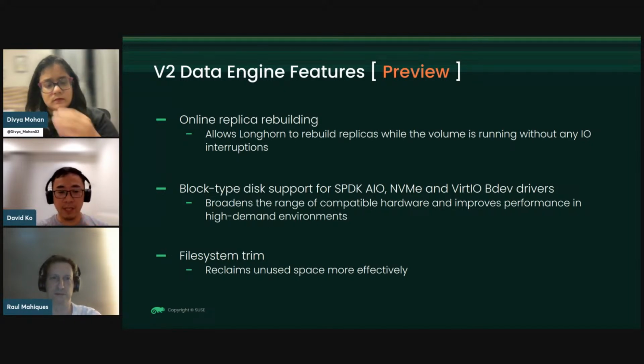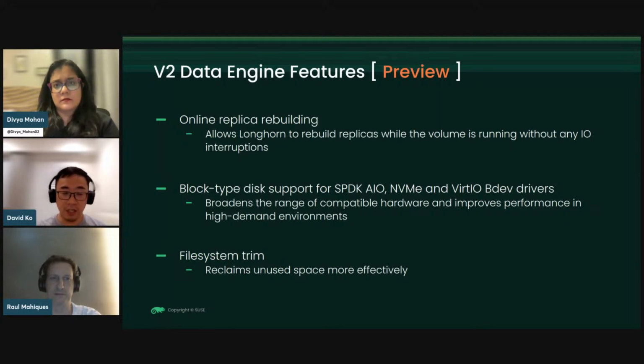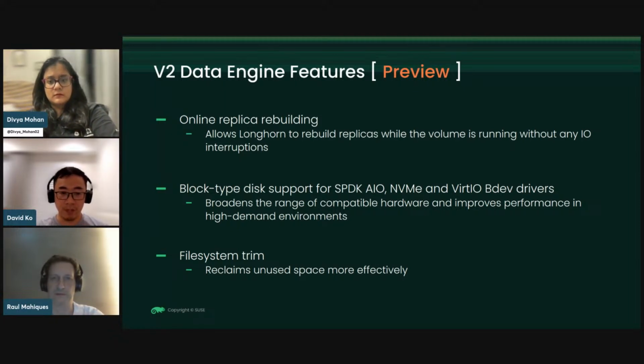But in 1.7, your volume will not be interrupted. You will continue working with your workload, and at runtime, if a replica encounters an error, Longhorn will automatically rebuild the replica for you without any IO interruption.